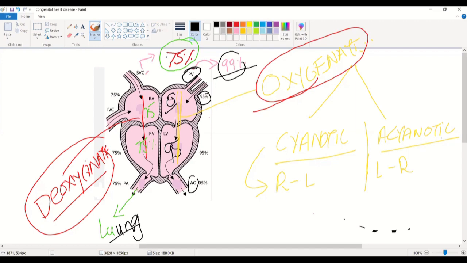So why am I emphasizing this oxygen saturation? Because this concept is high yield, right? Okay, now I'm going to discuss the different shunts.